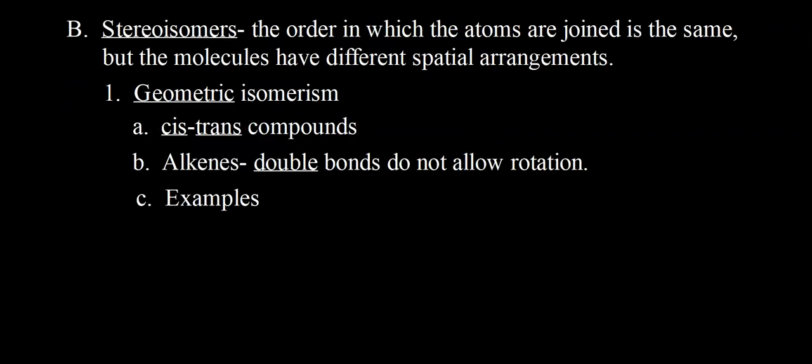Next up, we have the stereoisomers. For stereoisomers, the order in which the atoms are joined is the same, but the molecules have different spatial arrangements. One type are known as the geometric isomers. The geometric isomers consist of the cis-trans compounds. We'll also look later at the EZ compounds as well, but we'll keep it simple for this test. Cis-trans compounds: alkenes, because the double bond does not allow for rotation, enable it to form these cis-trans compounds.